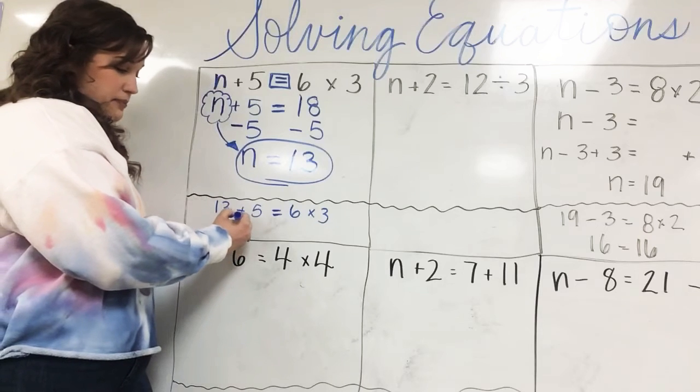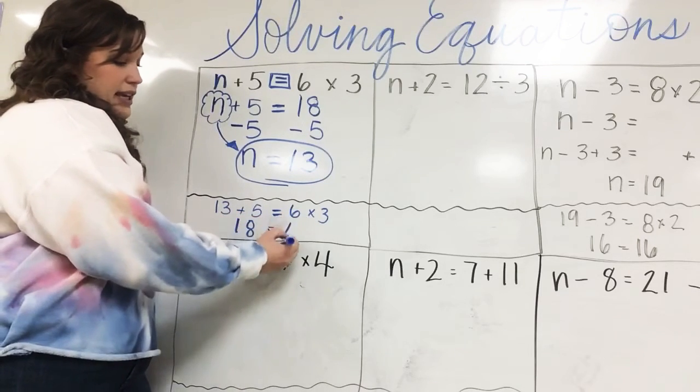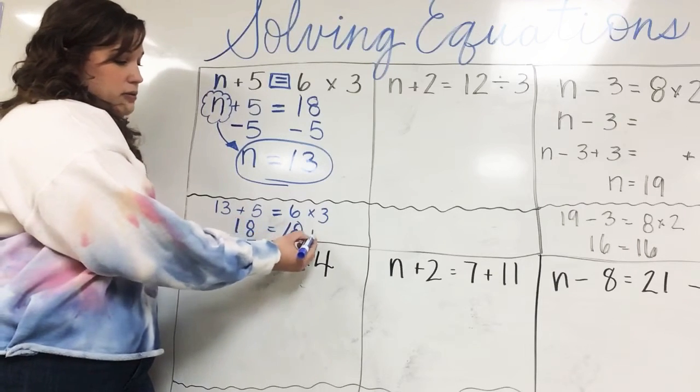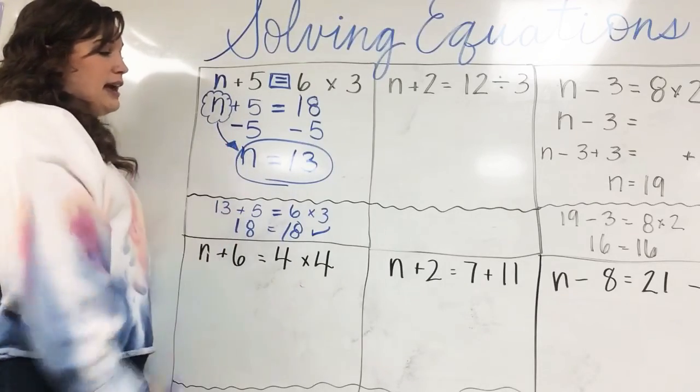13 plus 5 is what? 18 equals, what's 6 times 3? 18. So we want to have the same numbers here. 18 equals 18, correct? That's checked. So 13 is the number for n, okay?